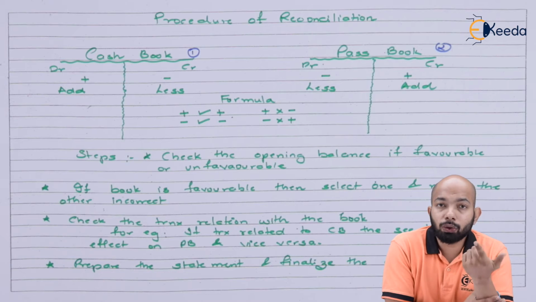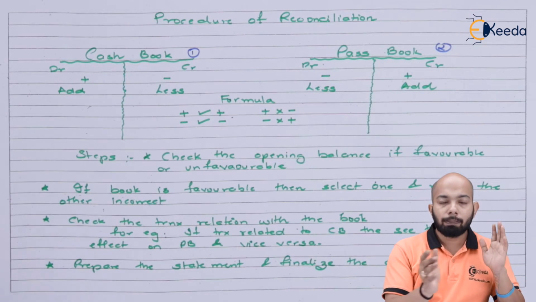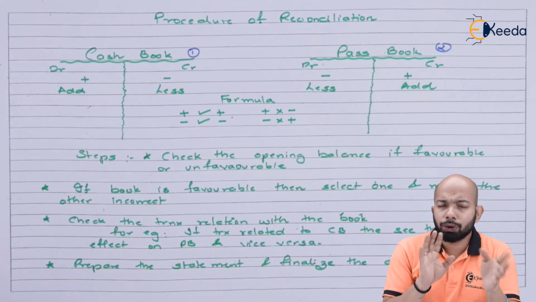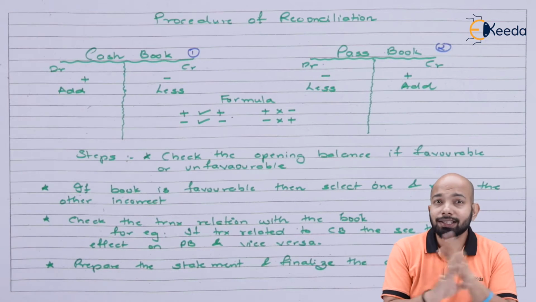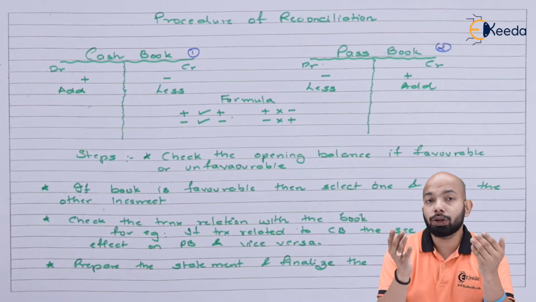So these two books that you have with you right now, as I said, your whole chapter, your whole questions will be revolving around these two books itself. You are going to play with these two books. That's that. Nothing much, nothing less. So cash book and passbook is what you have.